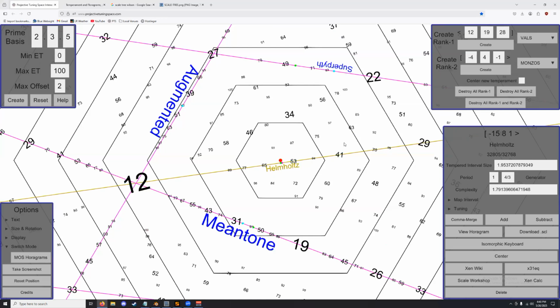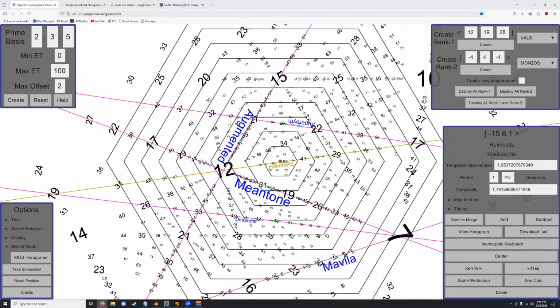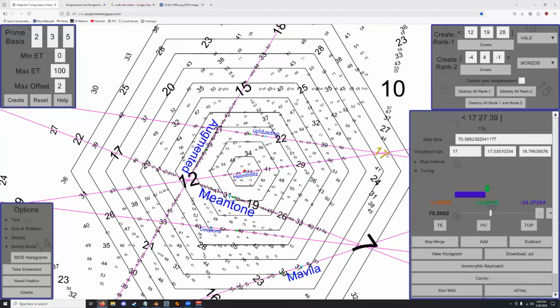So I see them on that line there. And 17 should be somewhere else too. Yeah, really far out, right? 17p is out here. Okay, 17p. Yeah, that does work. Then 17 technically is a schismic temperament, I think. It's at the far extremities of it, right?